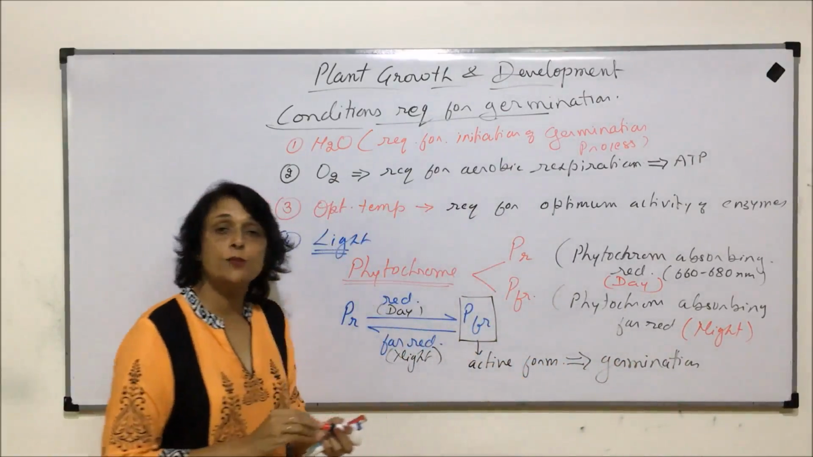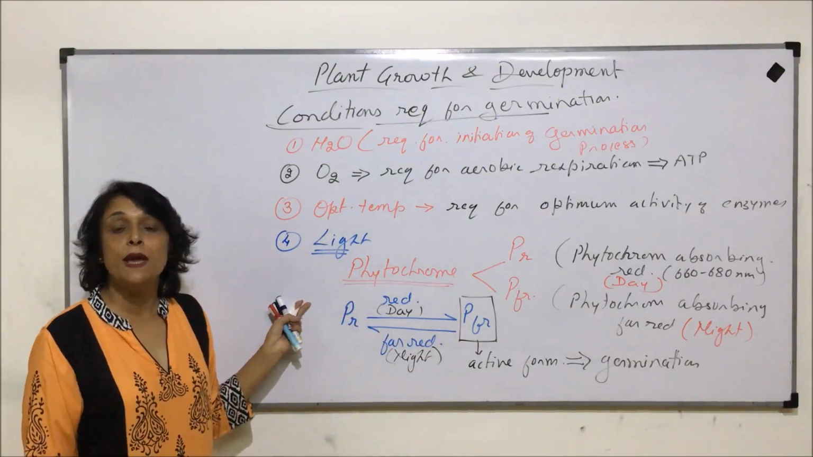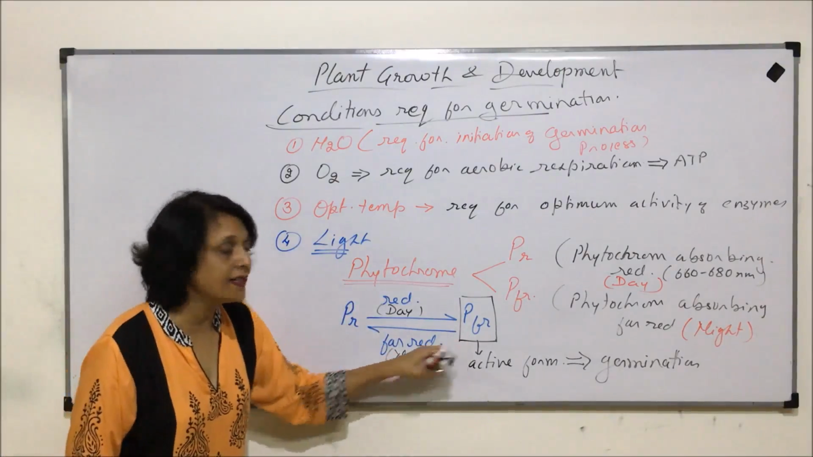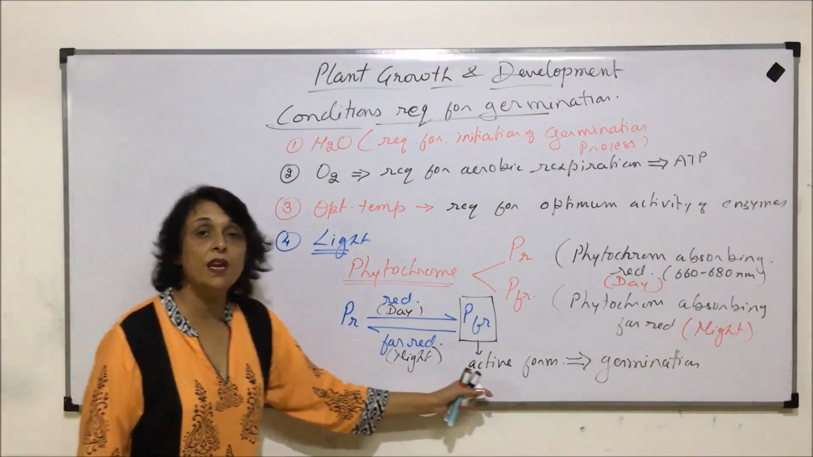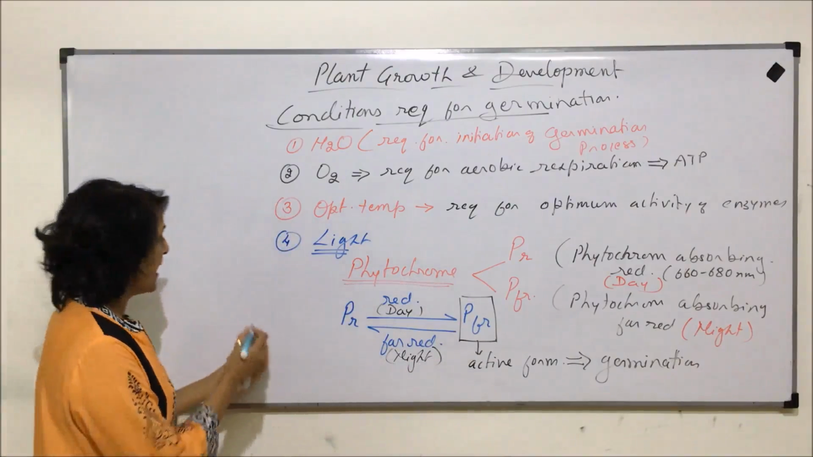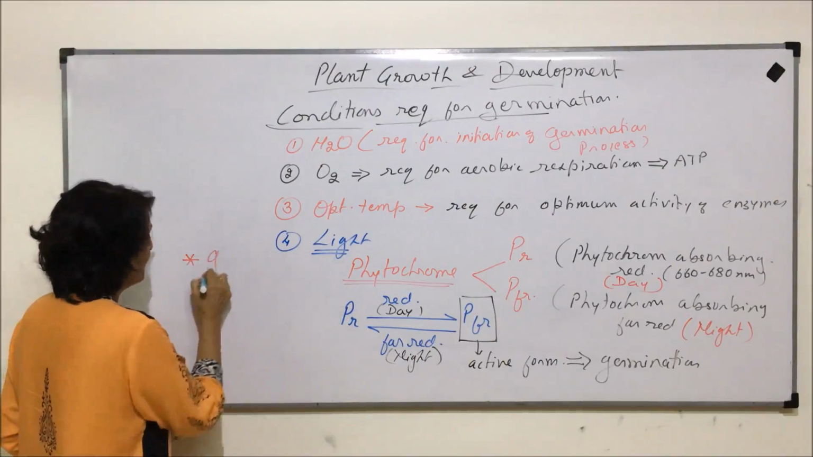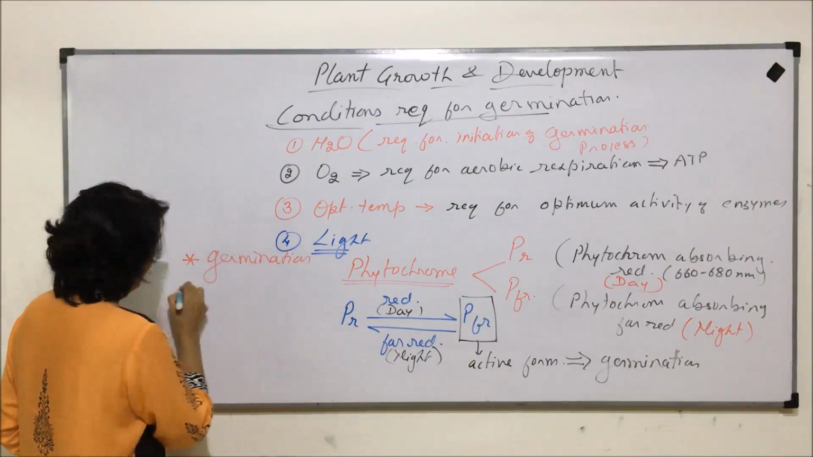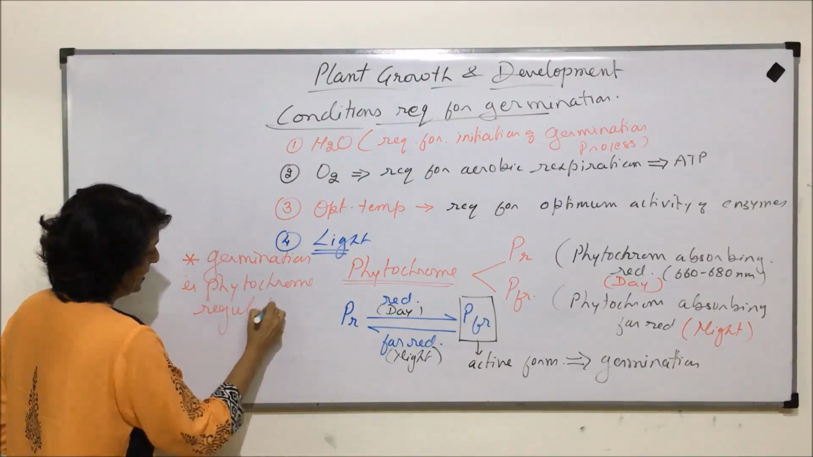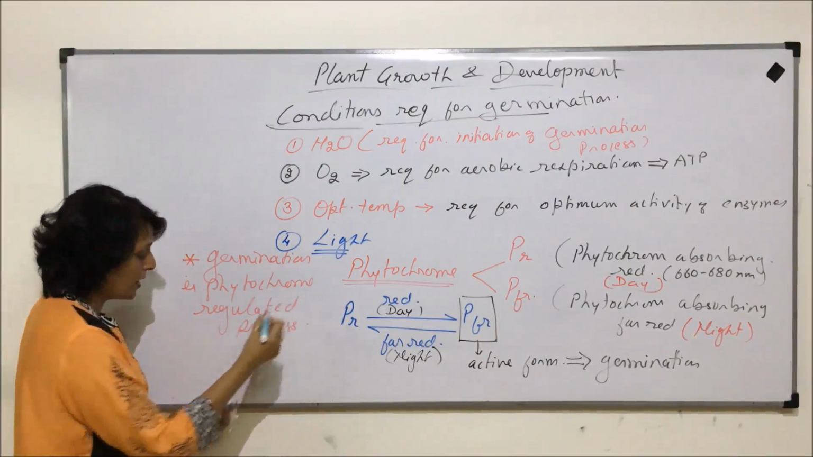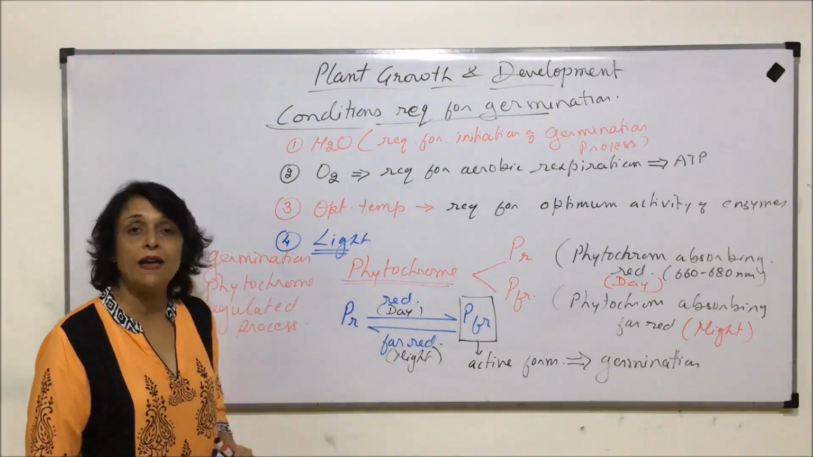And that is why exposure to light, or photoperiod, that is the duration of light for which the seeds should be exposed, is essential, because unless and until a concentration of PFR is accumulated in the seed, germination would not take place. So we can say that germination is a phytochrome regulated process. We will be talking about one more process later on in the reproductive phase, that is flowering, and that is also regulated by phytochrome.